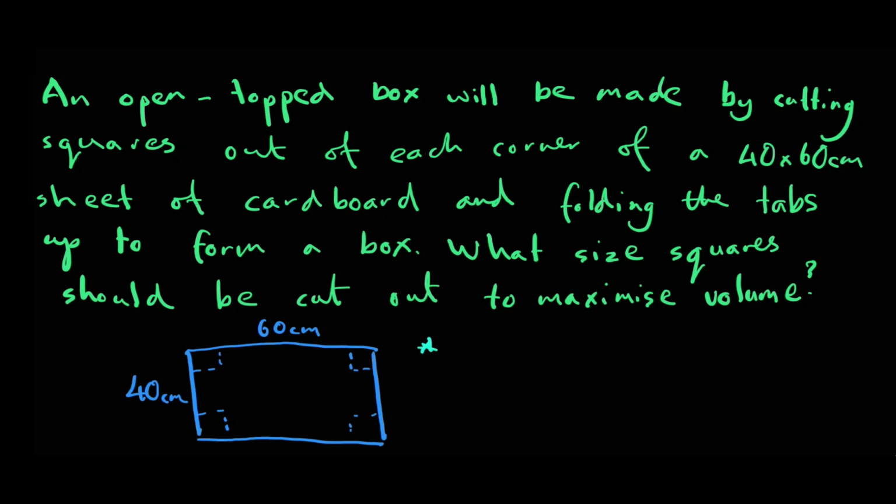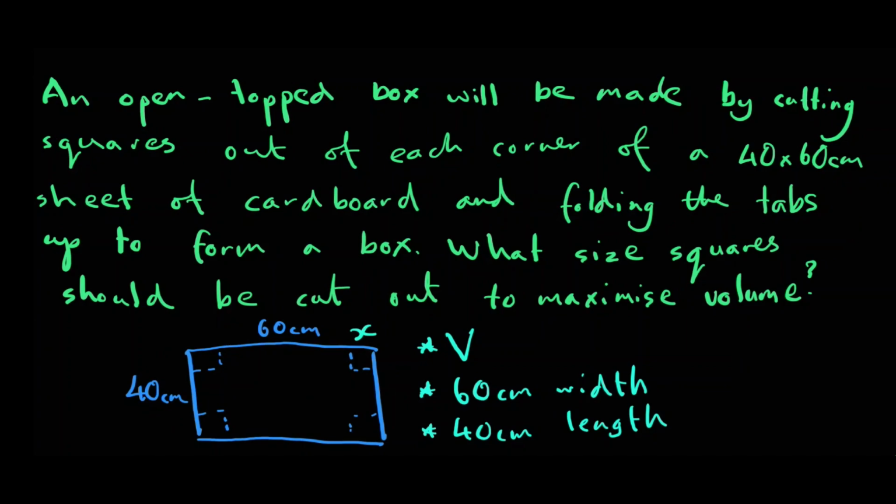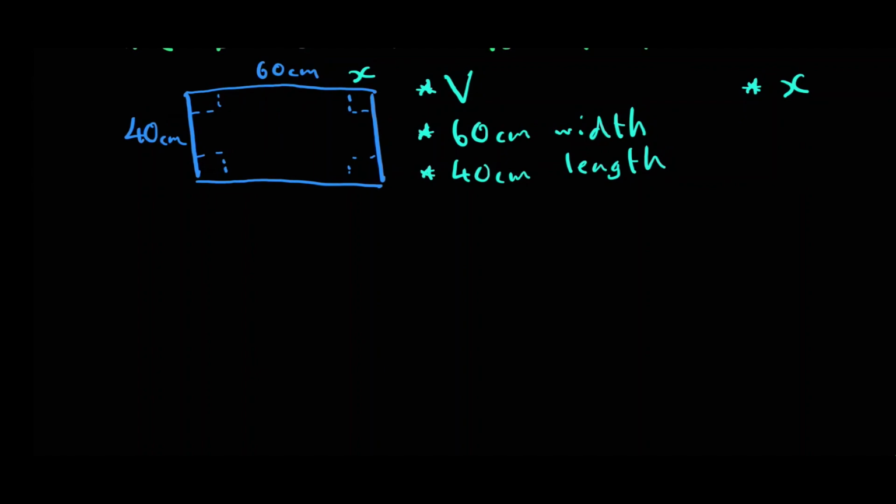Alright, first let's list the relevant quantities. So we have the volume, we have the 60 centimeter starting width, we have the 40 centimeter length, and let's say that the side lengths of the squares are x, so we also have x. Alright, next let's figure out an equation for volume. So volume is width times length times height, but we need to try to rewrite that in terms of only one variable.